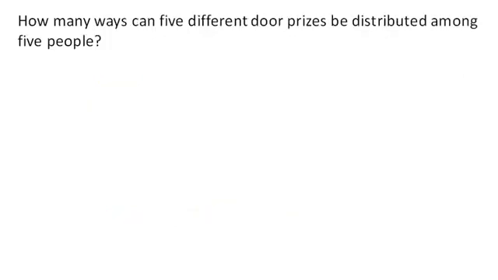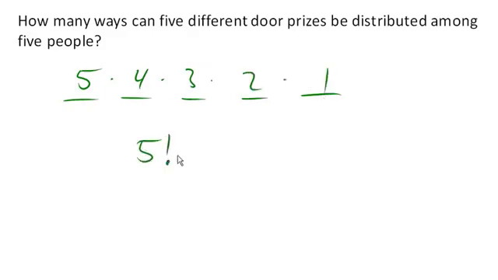How many ways can 5 different door prizes be distributed among 5 people? So we've got 5 people, and we've got 5 different prizes. How many choices are there for the first person? 5. How about for the second? 4, 3, 2, and 1, or in other words, 5 factorial. And if you can find the factorial button on your calculator, it'll make your life a little easier than hitting multiplication, 5 times 4 times 3 times 2 times 1. But either way, we come up with 120 different ways to distribute those prizes.